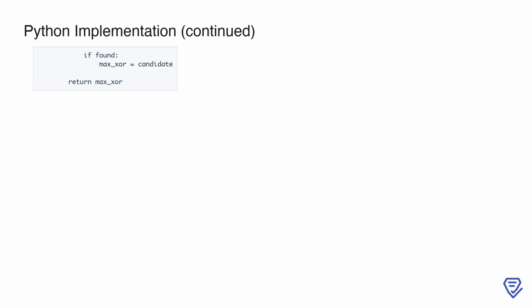Finally, after completing the loop, the method returns the maximum XOR value found. This approach is efficient, as it leverages the properties of prefixes and bit manipulation to narrow down the search space, avoiding the need for a brute force comparison of all pairs of numbers in the array.